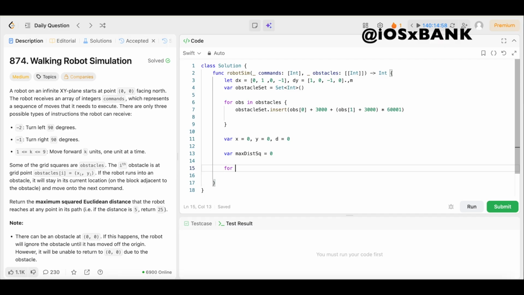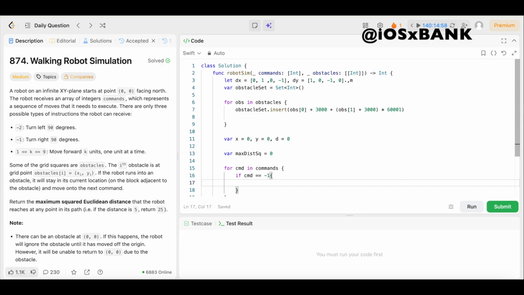Now we're going to process each command. So we'll say for CMD in commands, we'll open up the brackets, and if CMD equals -1, open up the brackets, and we're going to turn right or clockwise.